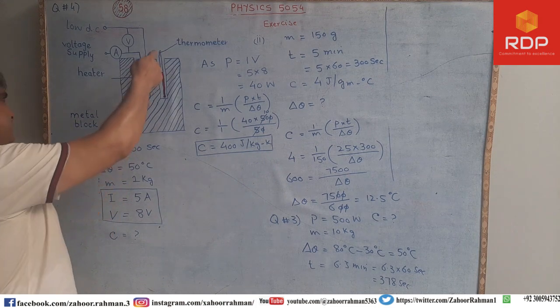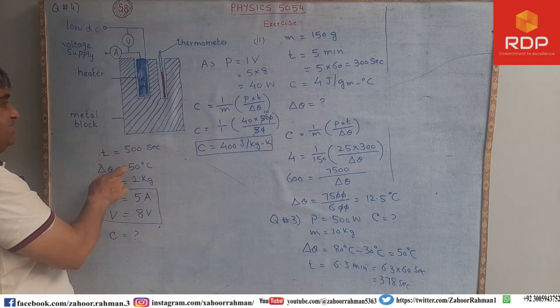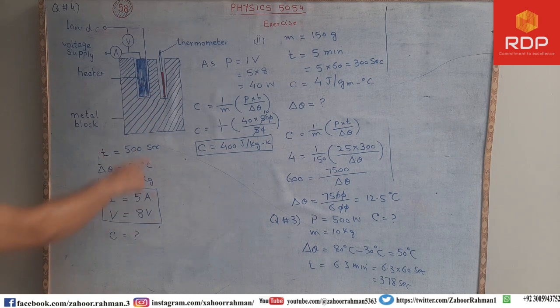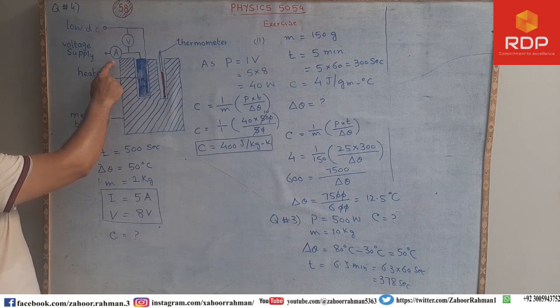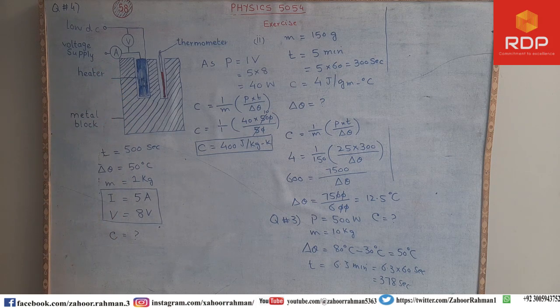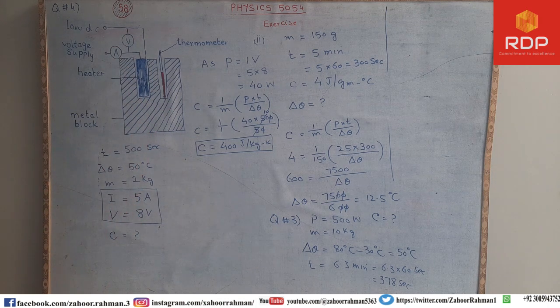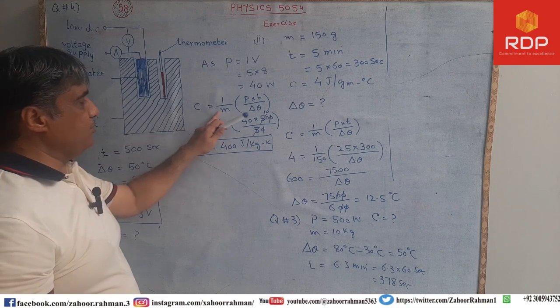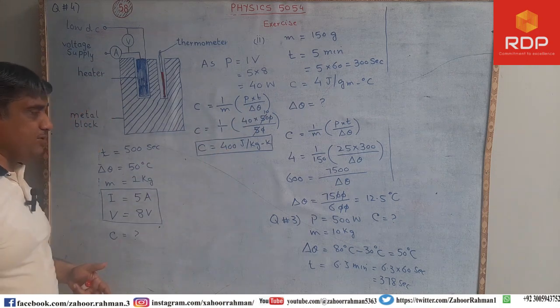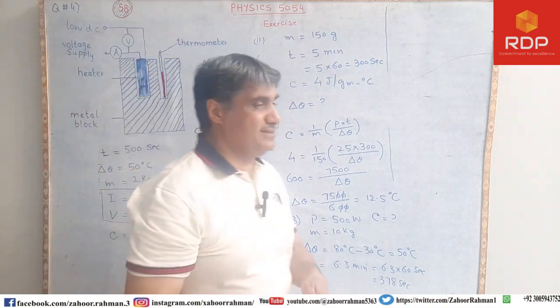There is a thermometer which is showing the change in temperature. There is a meter which is giving you the change in the current, and voltmeter is giving you the voltage. So all these arrangements are giving you this data. Keeping in mind this data, we are using this formula, putting the values and getting the result.